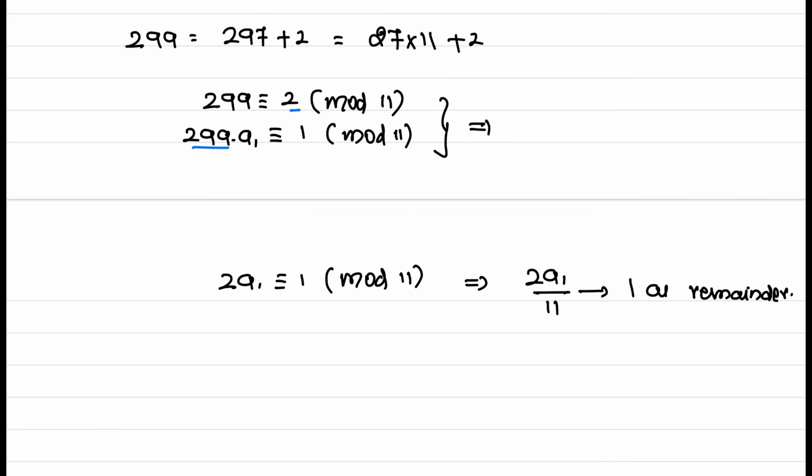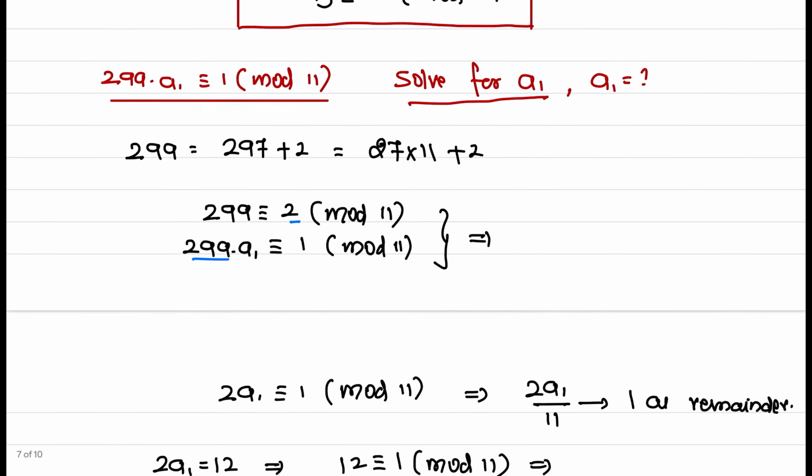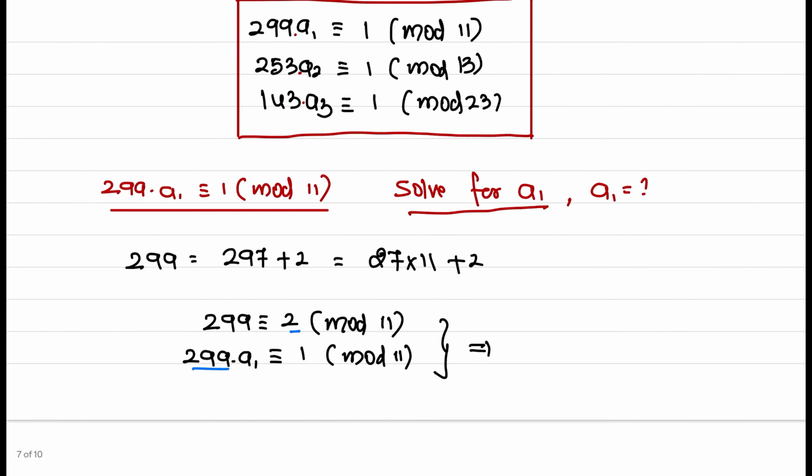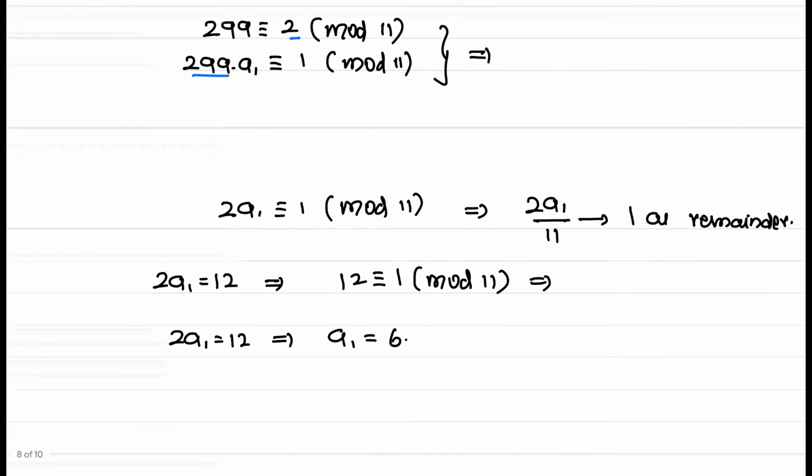That means when 2A1 is divided by 11, there is a remainder of 1. That means 2A1 should be more than 11. Let us say 2A1 is equal to 12. That means 12 is equivalent to 1 mod 11. Do you agree? That implies 2A1 is equal to 12, which implies A1 is equal to 6. The answer for A1 is 6.